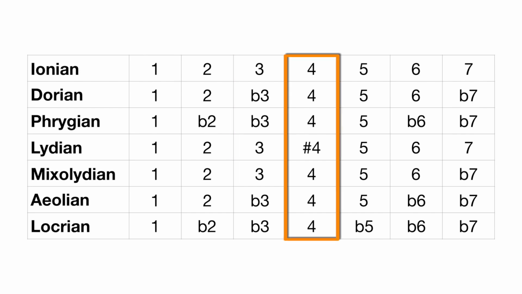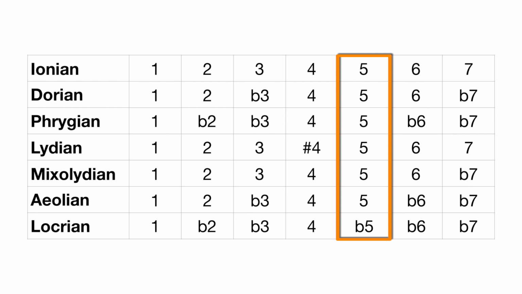Now, this is where things get pretty interesting, because if we compare these 7 modes, 6 of them have a perfect 4th. Only 1 of them has an augmented 4th. The perfect 4th definitely wins here. 6 times out of 7, we will have a perfect 4th. Moving on to the 5th column, and check this out. 6 out of 7 modes have a perfect 5th.